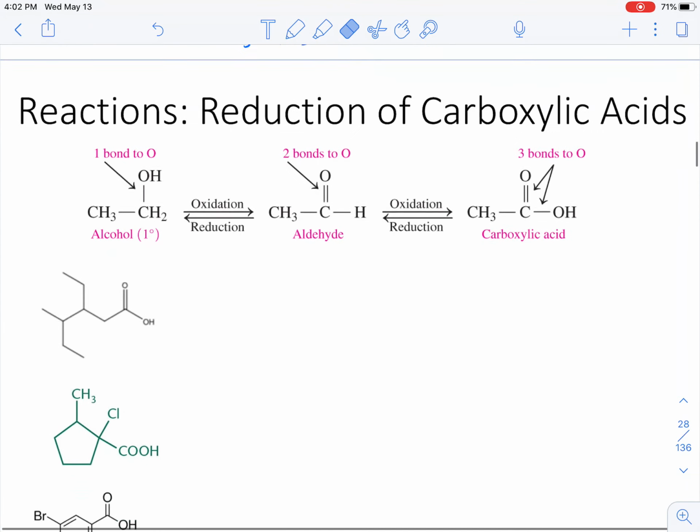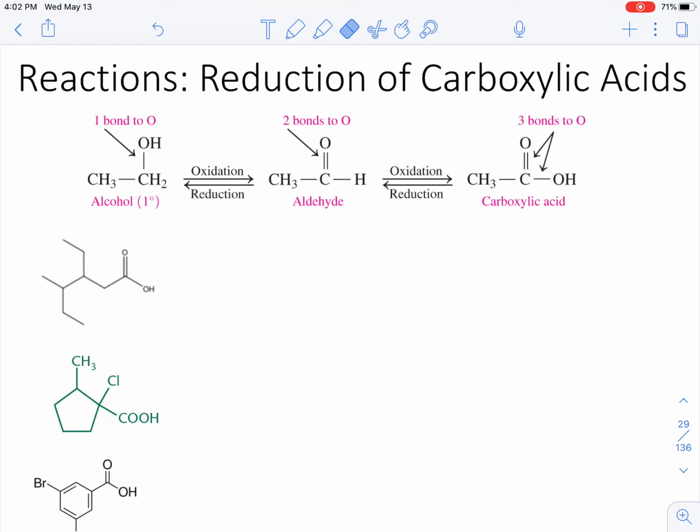And so I just want to take a look at one specific reaction for carboxylic acids, which is the reduction of carboxylic acids. This is something that I discussed in prior lecture videos, this idea of oxidation reduction. What we're mostly looking at is this part right here. You guys have seen this specific diagram before in prior lecture videos.